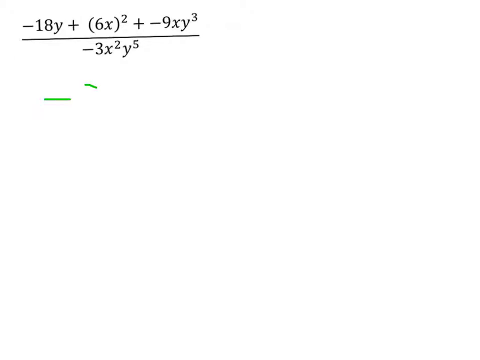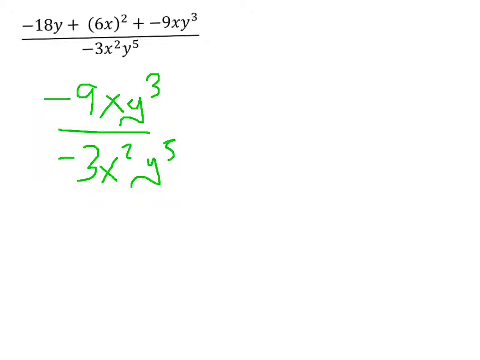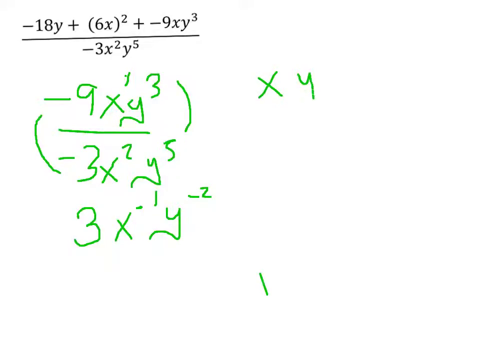So next we have -9xy³ all over -3x²y⁵. We want to take -9 divided by -3, which will leave us with a positive 3. Then we'll use our quotient rule for exponents and subtract x to the 1 minus 2, which will give us x to the negative 1. And then y to the third minus y to the fifth will leave us with y to the negative 2. Since we don't want to leave negative exponents, we'll move these to the top, leaving us x y squared all over 3.